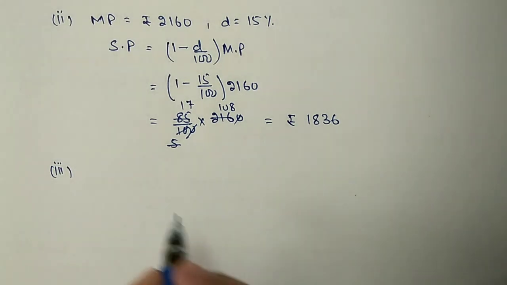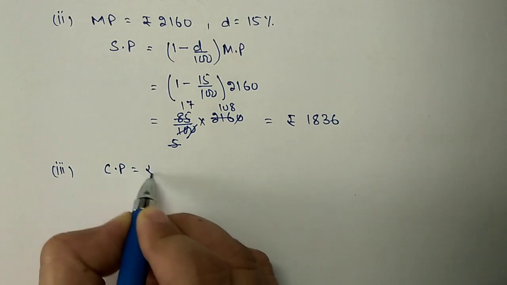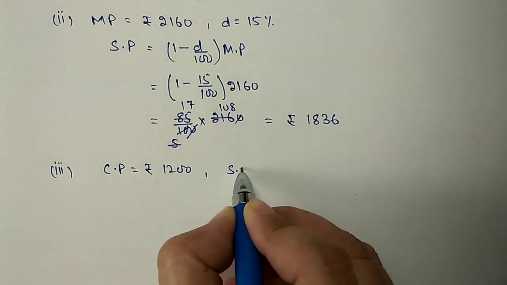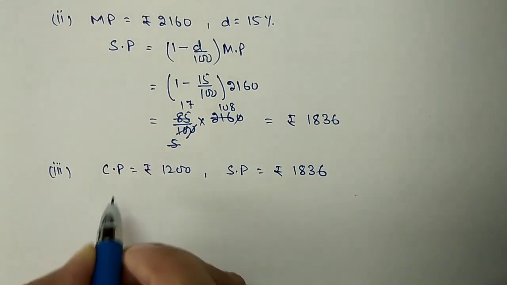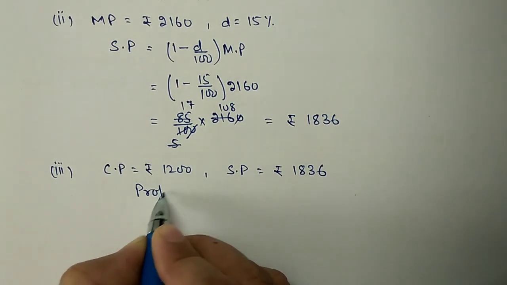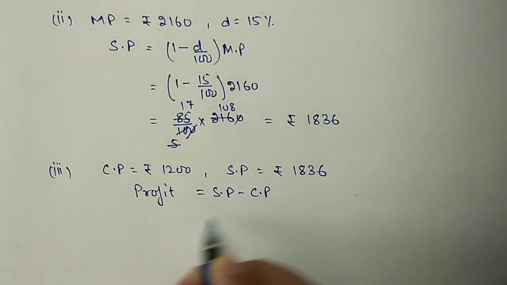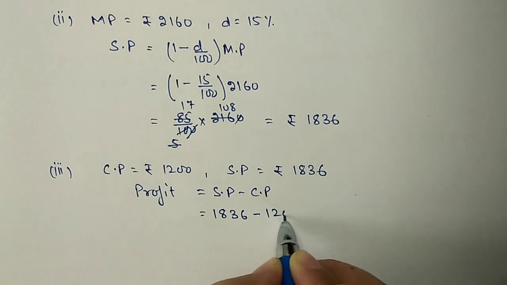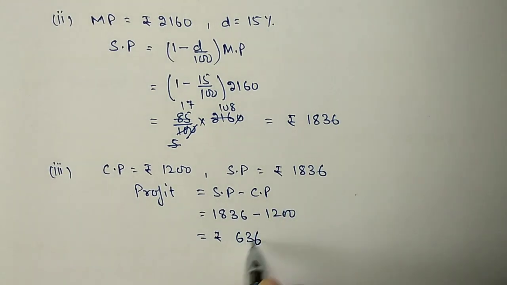So to find out profit percentage, we will see cost price and selling price. Cost price is 1200 rupees and selling price is 1836 rupees. So he has a profit here. First we will find out profit, selling price minus cost price, which is equal to 1836 rupees minus 1200, is equal to 636 rupees.